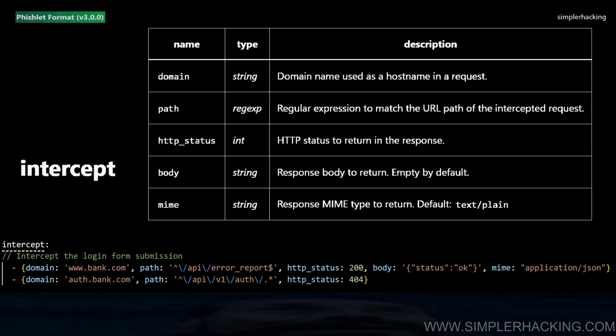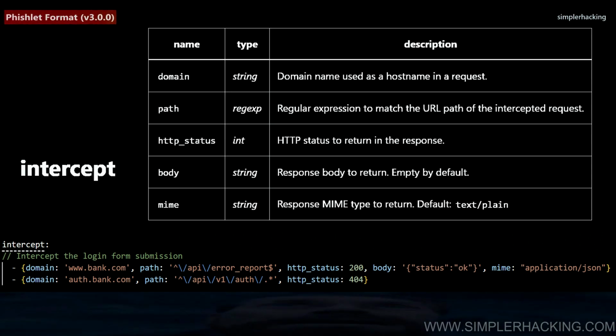Path uses a regular expression to match the URL path of the intercepted request. It's used to pinpoint the exact part of the URL that you want to intercept, such as /login or /auth. When the intercepted request matches the defined path, Evilginx will trigger the manipulation of the request and/or the response.